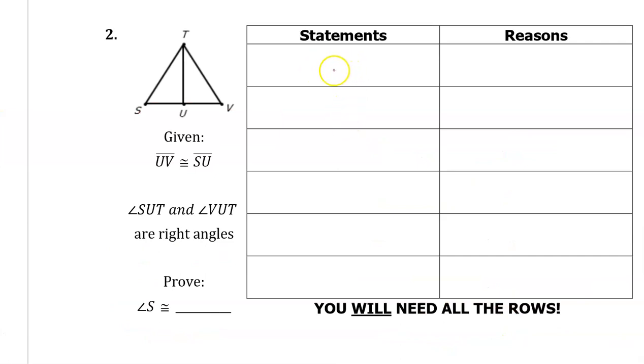Problem number 2. This one is completely blank, so we really have to do this proof all by ourselves. We might as well start with the given. We are given that segment UV is congruent to segment SU. So let's write that down. Segment UV is congruent to segment SU. And of course, the reason will be given. When the given is a congruence statement, that's all there is to it. You just move on to the next given.